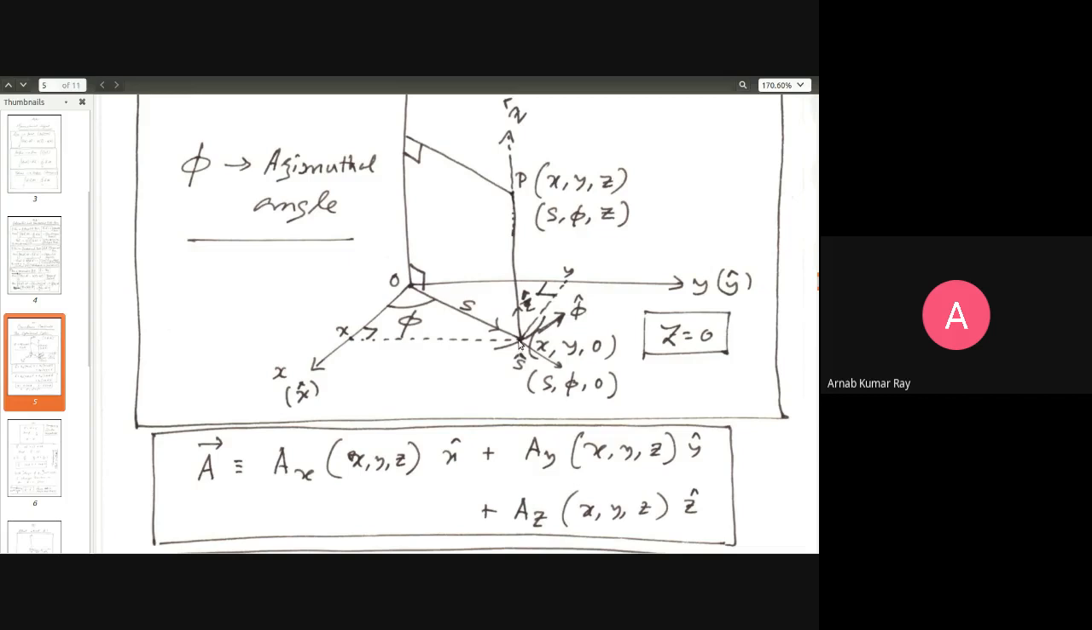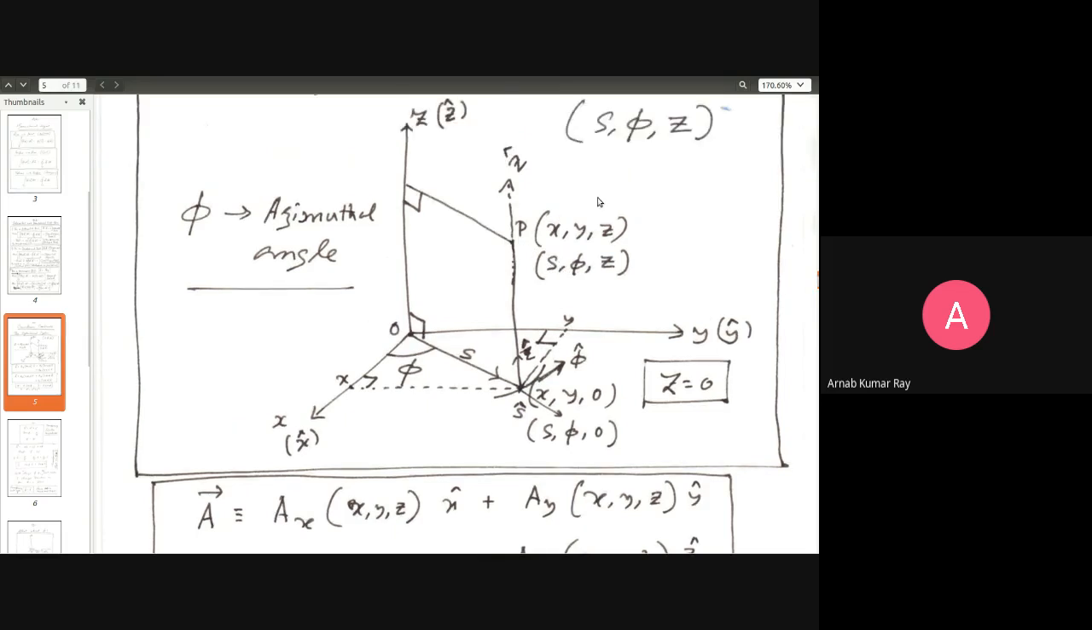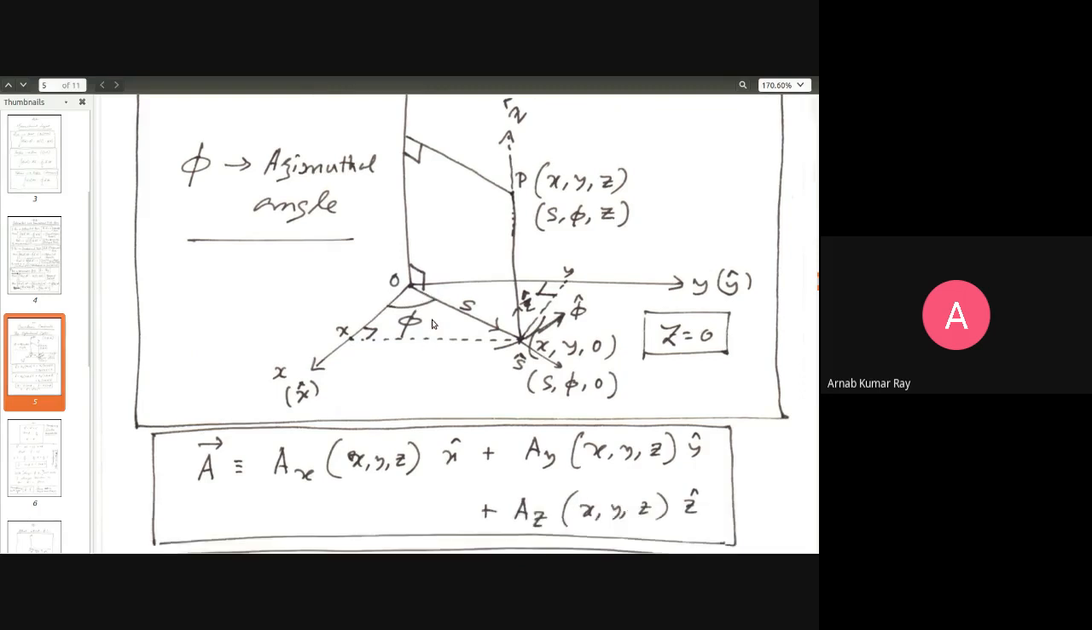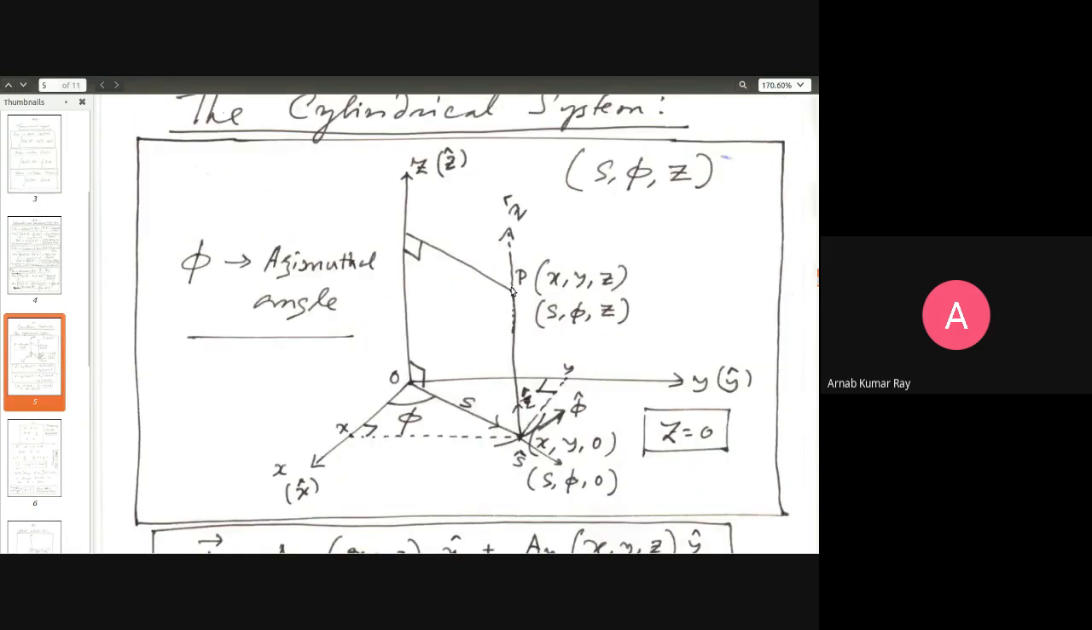Thereafter, once you have reached this point, you go up this way, and in terms of the new coordinate system, s, phi, z, the point P will be pinpointed precisely by the coordinates s, phi, and z. This phi is known as the azimuthal angle. There are various other properties of phi and s. We shall now begin the discussion.